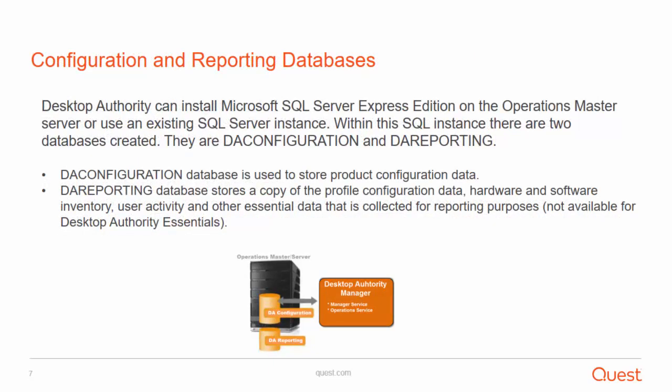Desktop Authority can install Microsoft SQL Server Express Edition on the Operations Master server or use an existing SQL Server instance. Check the Administrator's Guide for supported SQL versions. Within this SQL instance, there are two databases created, DA Configuration and DA Reporting. The DA Configuration database is used to store product configuration data. The DA Reporting database stores a copy of the profile configuration data, hardware and software inventory, user activity, and other essential data that is collected for reporting purposes.